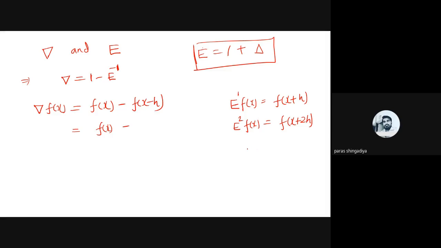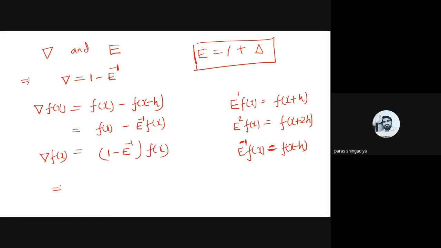In this step, in place of f(x minus h), we can put E raised to minus 1 f(x), so it will be f(x minus h). You have to shift backward by one step. E raised to minus 1 f(x) is equal to f(x minus h). Now take f(x) as common, so it will be 1 minus E raised to minus 1 f(x), and that we have nabla f(x). So for every f(x), we can write nabla is equal to 1 minus E inverse. That is the relation between nabla and E.